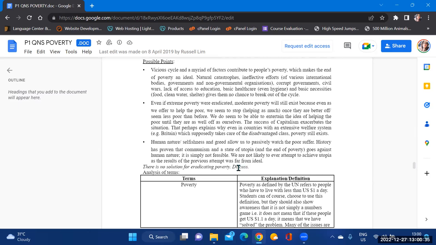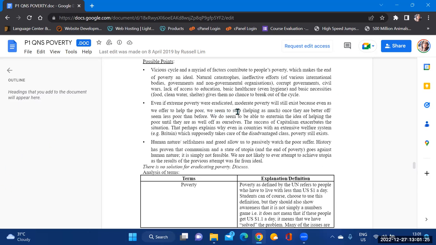All right, let's take a closer look at the possible points that we could put forth to substantiate our arguments. A vicious cycle and a myriad of factors contribute to people's poverty, which makes the end of poverty just an ideal and impossible to eliminate or eradicate totally. Natural catastrophes, ineffective efforts of various international bodies, governments, NGOs, corrupt governments, civil wars, lack of access to education, basic healthcare, even hygiene issues, basic necessities like food, clean water, shelter, give them no chance to break out of the poverty cycle. Like Maslow's hierarchy of needs, even the basic ones are not met.